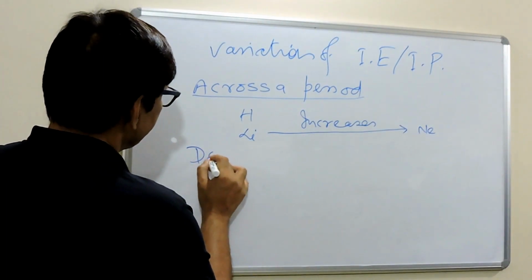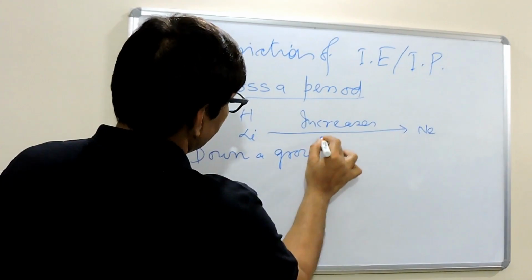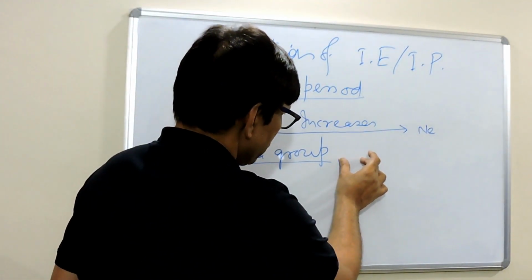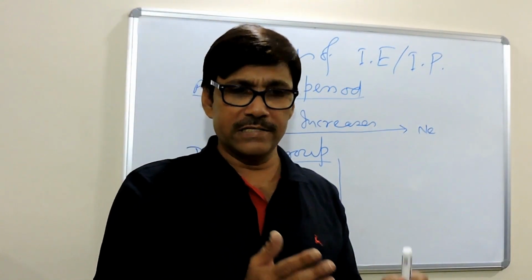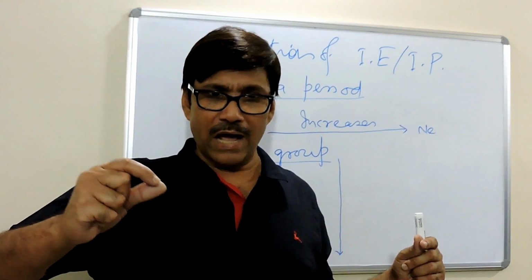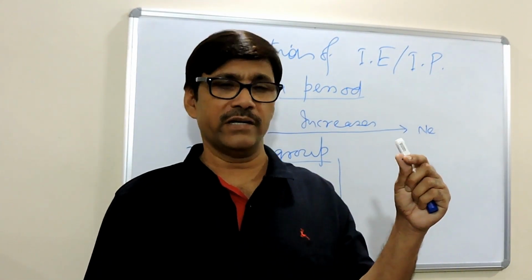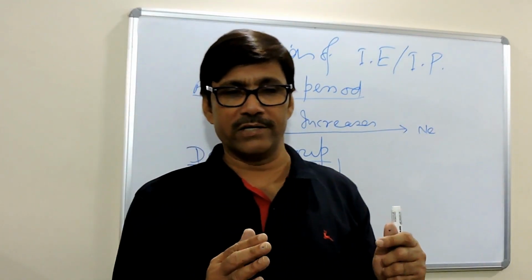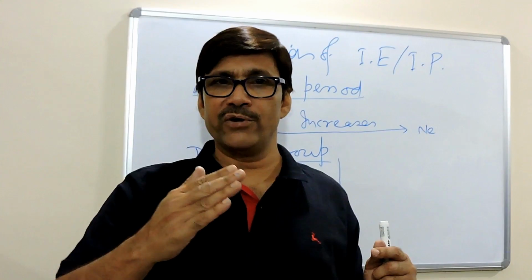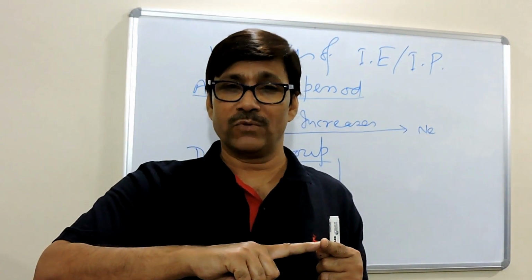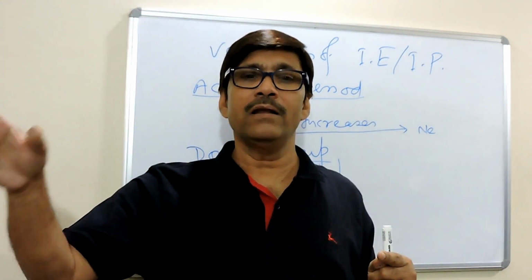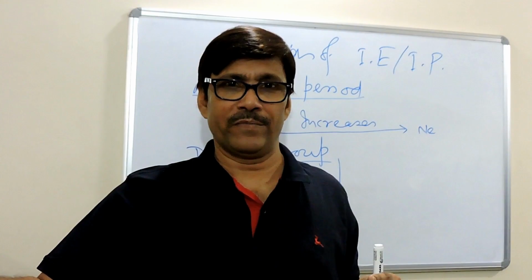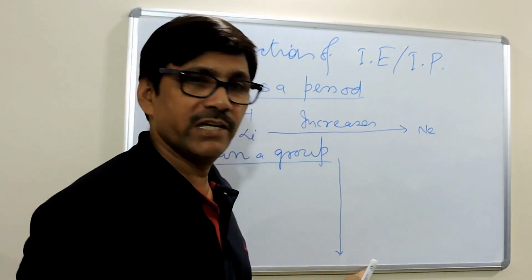Down a group, as we move down a group, the size increases. Not only does size increase, the number of shells is also increasing. And so the distance between the last shell electron and the nucleus is increasing. So even if we have an increase in the number of protons inside the nucleus, due to intervening shells, due to the shielding effect, and an increase in distance of the valence shell from the nucleus, the force of attraction will decrease. And due to this, less energy is required to remove the electron. Hence, down the group, ionization potential will decrease.